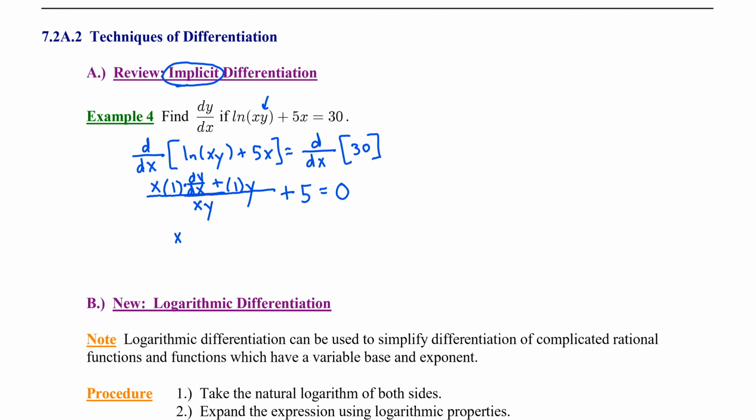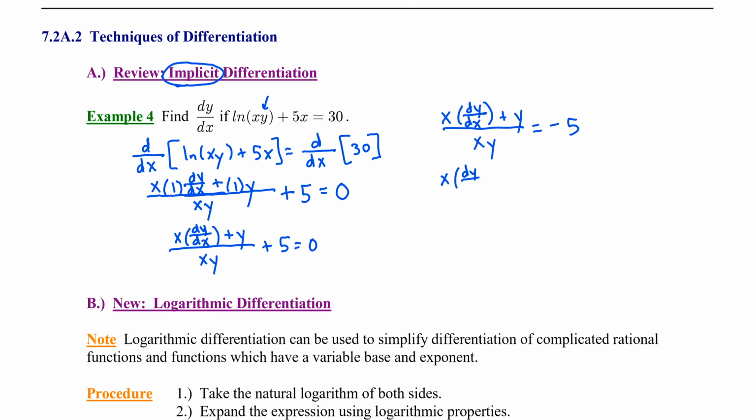Now that we have carried out the derivatives, we need to do some algebra. That is, we need to solve for dy over dx. That's the derivative that we are seeking. So let's subtract 5 from both sides. And by the way, if you prefer, you can write that dy over dx as y prime. If you learned it that way, that's fine. We're going to subtract 5 from both sides. We're going to multiply both sides by xy.